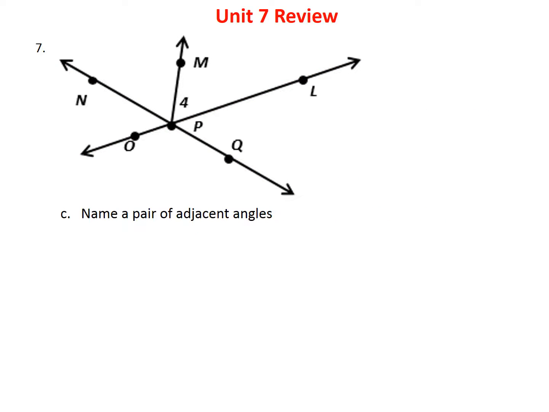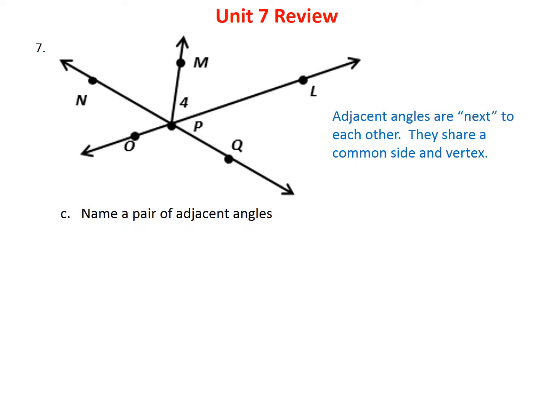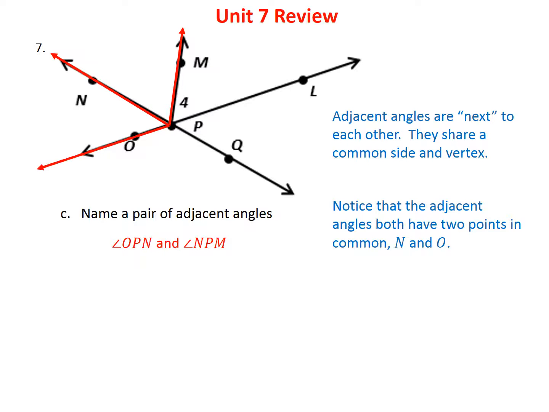Problem 7c asks us to name a pair of adjacent angles. There's a lot of them. We're just talking about angles that are next to each other. In other words, they share a common side and a vertex. And so any 2 angles that are next to each other, for example, these 2 angles here, I have OPN and NPM. Notice, by the way, that when you find 2 adjacent angles, they're going to have 2 letters the same because that's the common side.